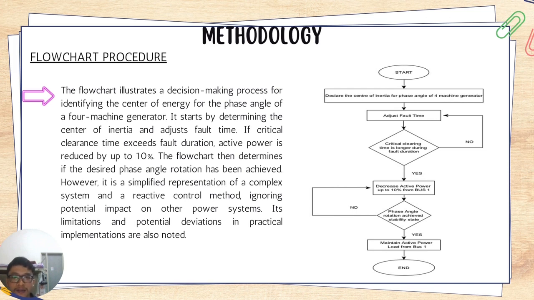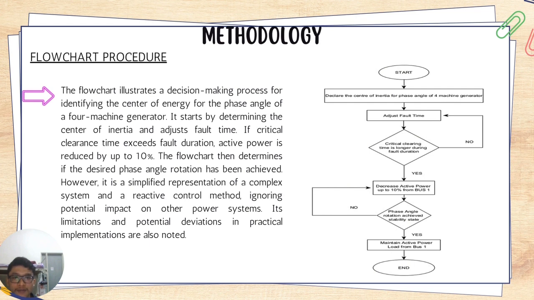After that, the decision block checks whether the critical clearing time is longer than the fault duration. If it is shorter, it will go back and we need to adjust the fault time again. If it is longer, then after we adjust the fault duration, we proceed to decrease the active power, in increments of 10% up to 10%, for bus 1 and bus 2 on area 1 and area 2.